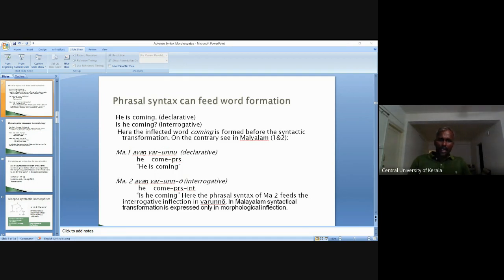See, only the tense form is changed there. Did Raju drink the water? Here you can see that both words are formed before the formation of the sentence, because the moment you split drank into did, you can separate it. It happened there. But look at Malayalam.